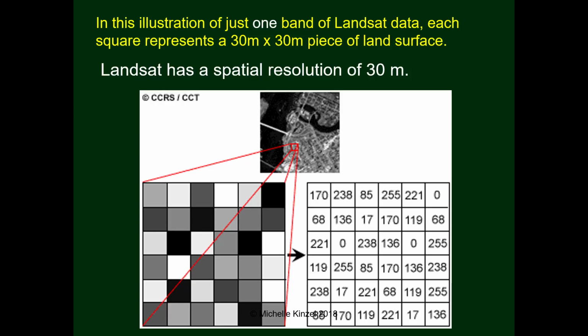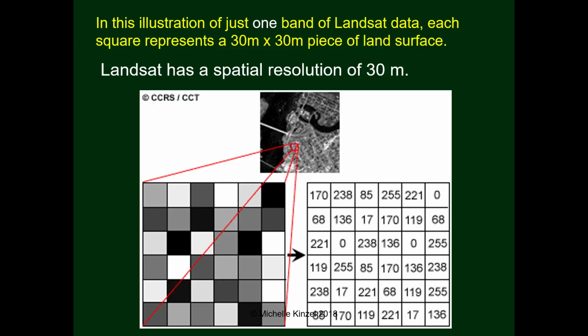So in this illustration, that is an example of one band of Landsat data. Each square represents a 30 meter by 30 meter piece of land surface. Starting at the top, we have our band, this could be a file, and then on the lower left is the pixelated view shown in shades of gray from white to black. You'll notice that the black pixels, if you look at the numbers on the right, are very low, 0 in this example, and then the lighter ones are very high. In this example, it is going up to 255.